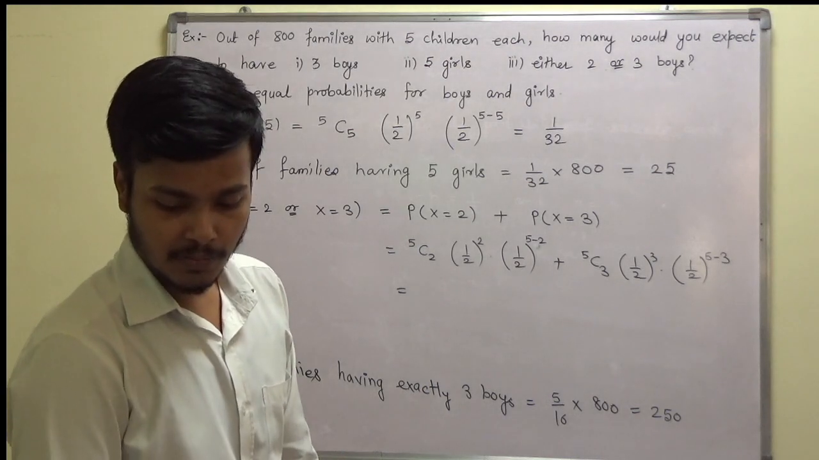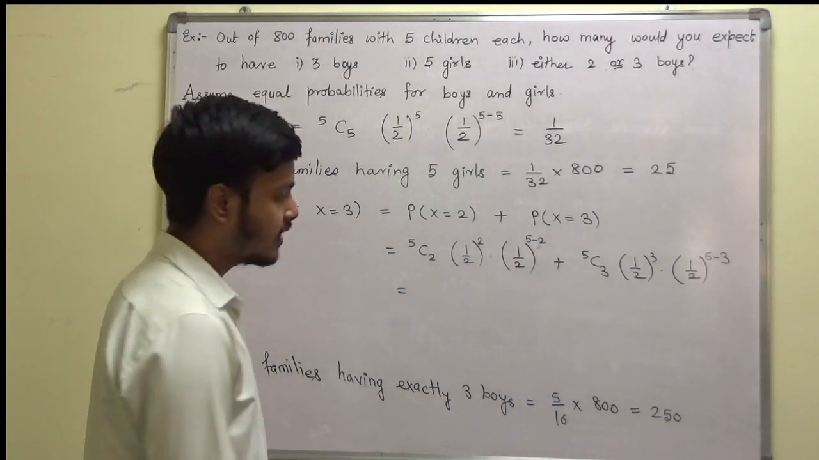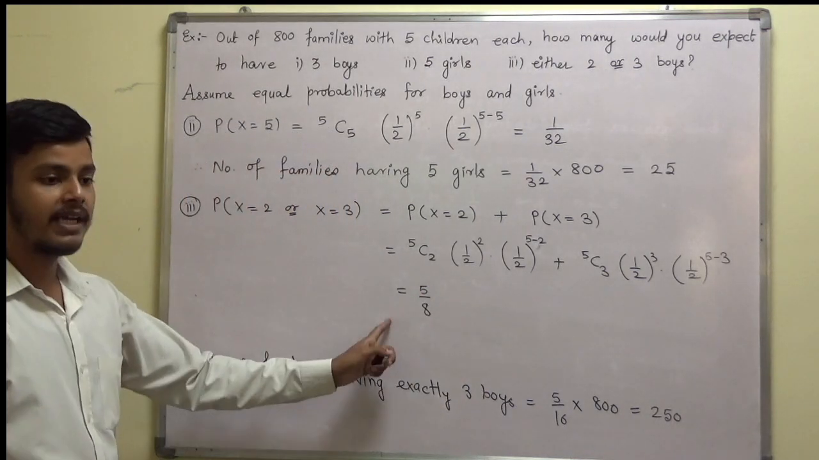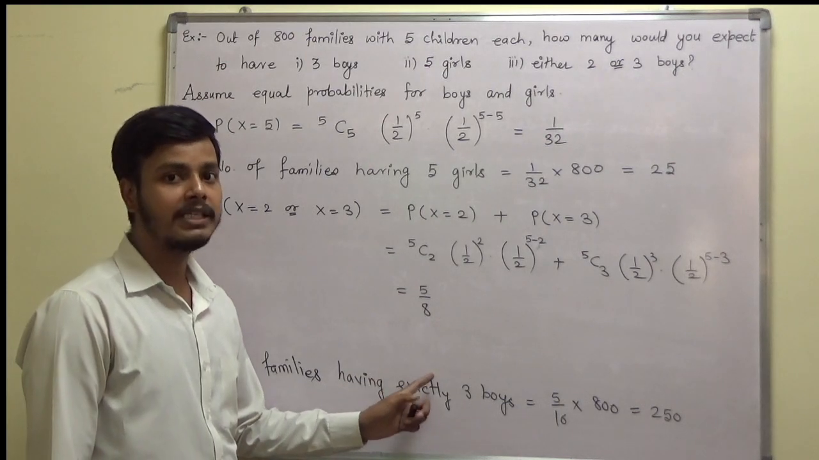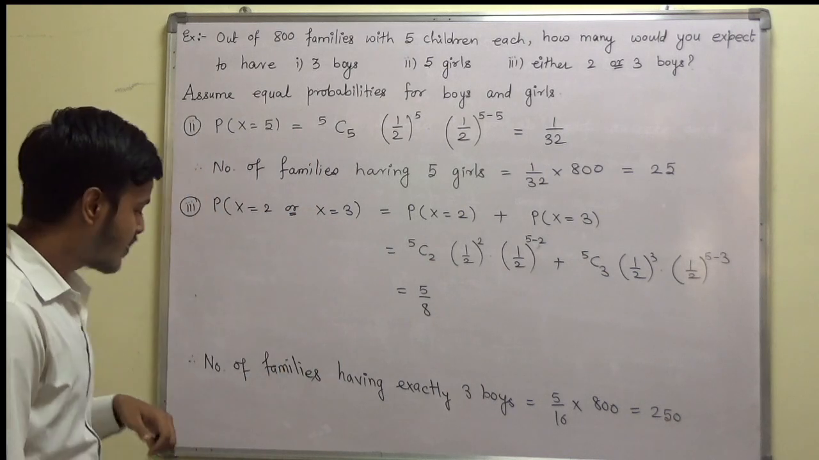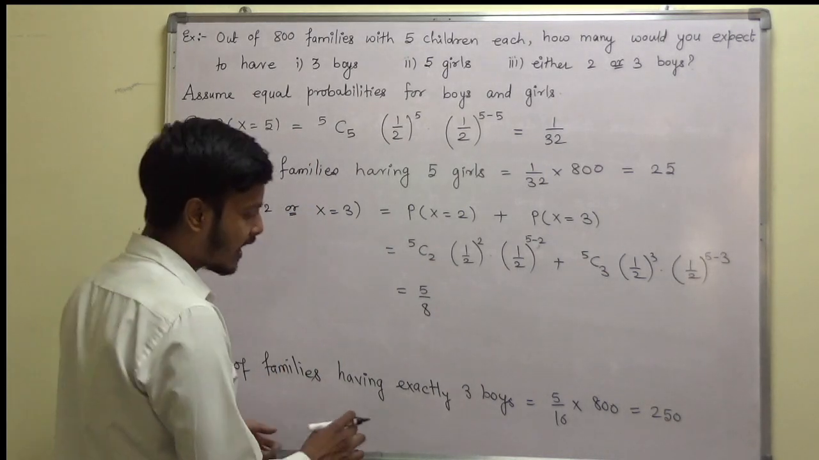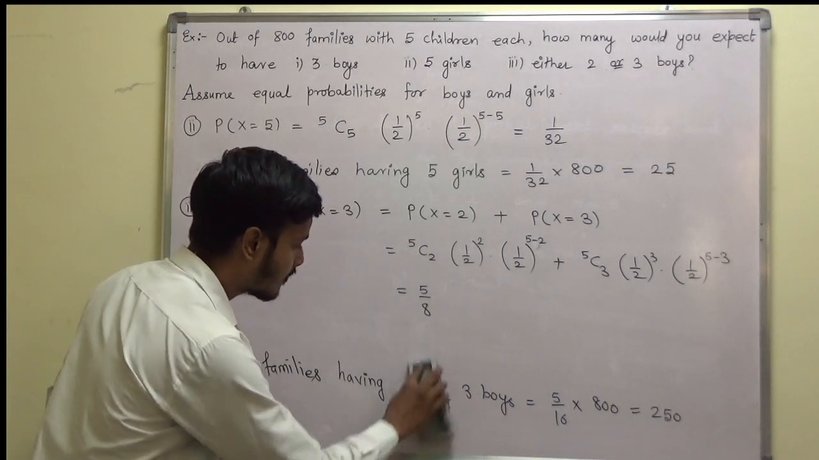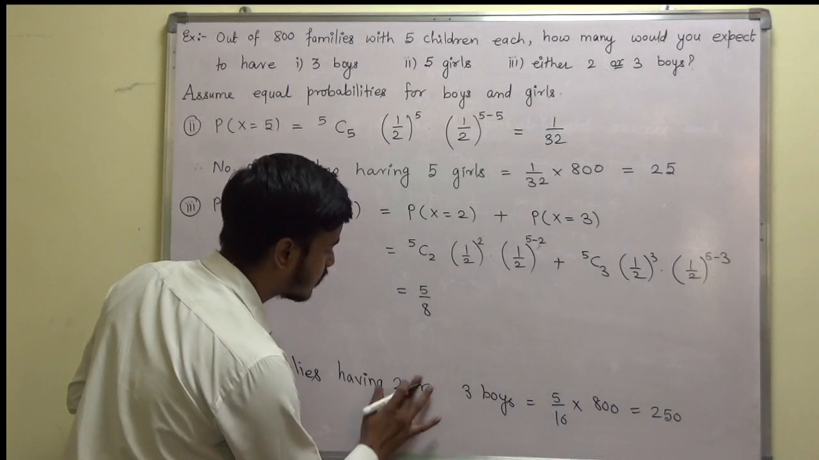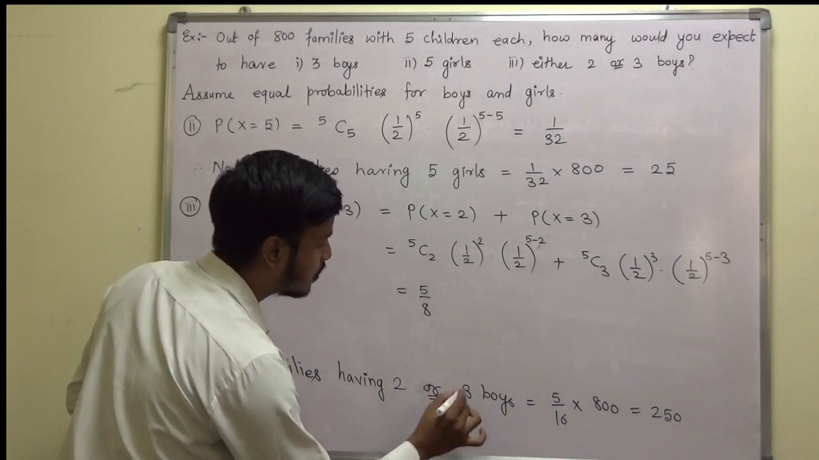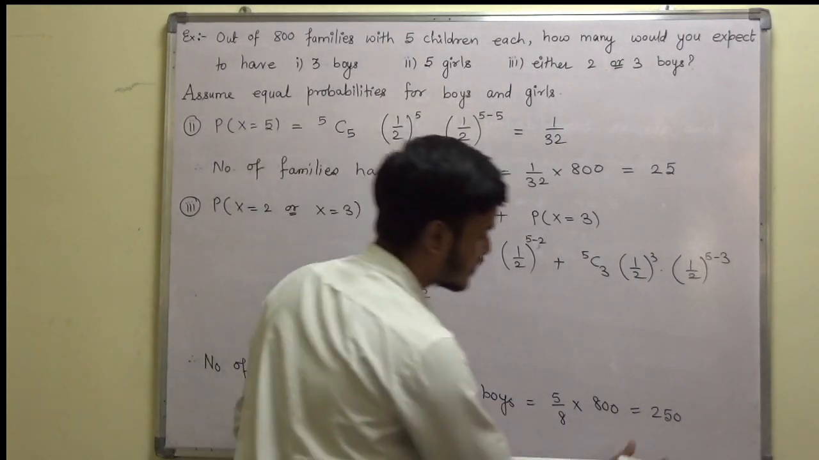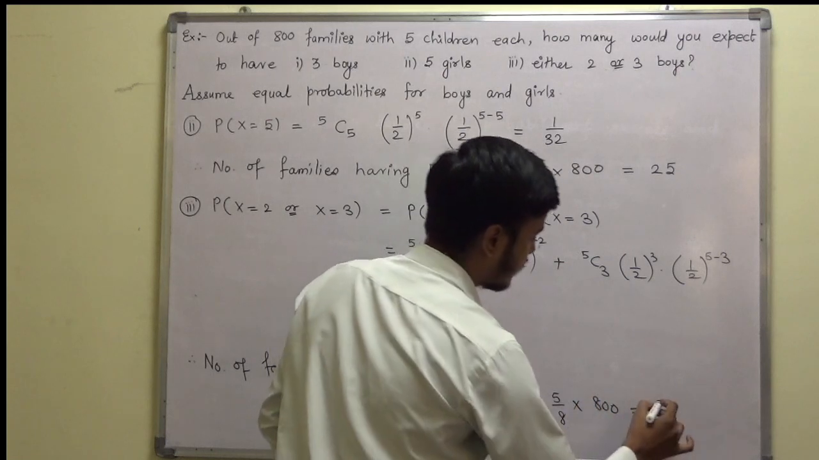I am just borrowing this calculation part from the book. So I am getting 5 by 8. So 5 by 8 is the probability that out of these 800 families would have 2 or 3 boys. So let us find out the number of families having two or 3 boys: 5 by 8 into 800. So this comes out to be 500.